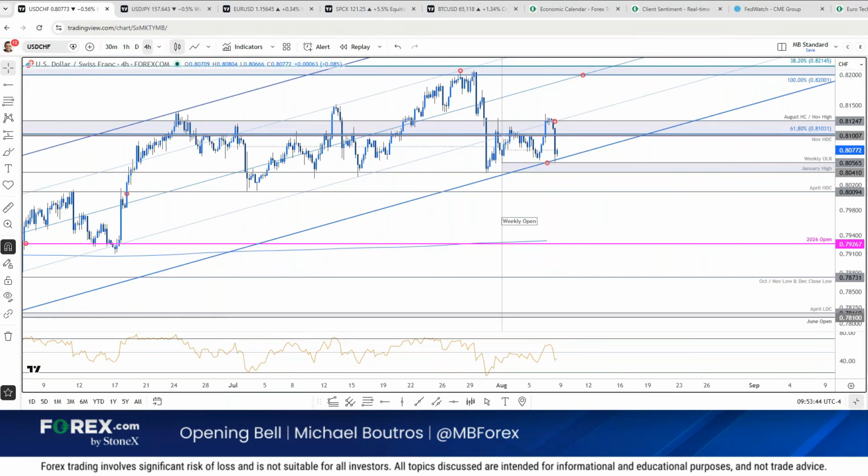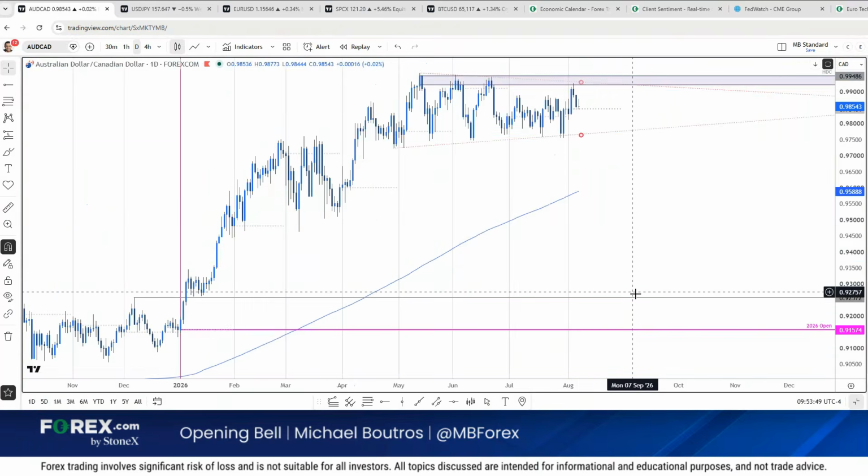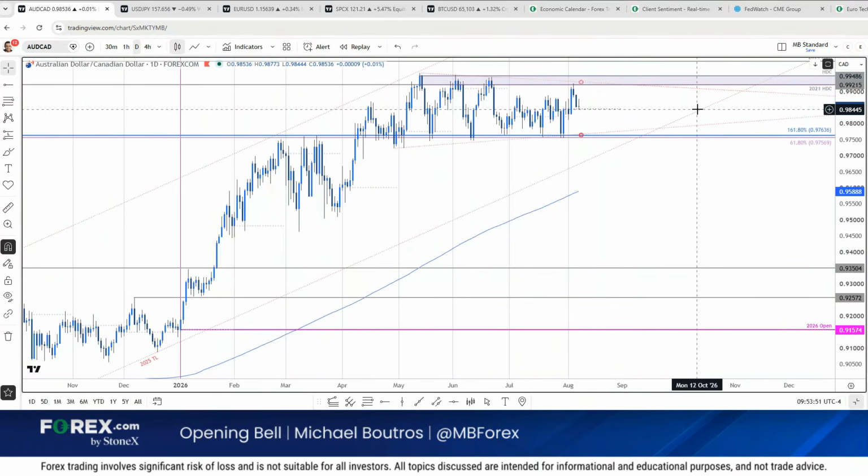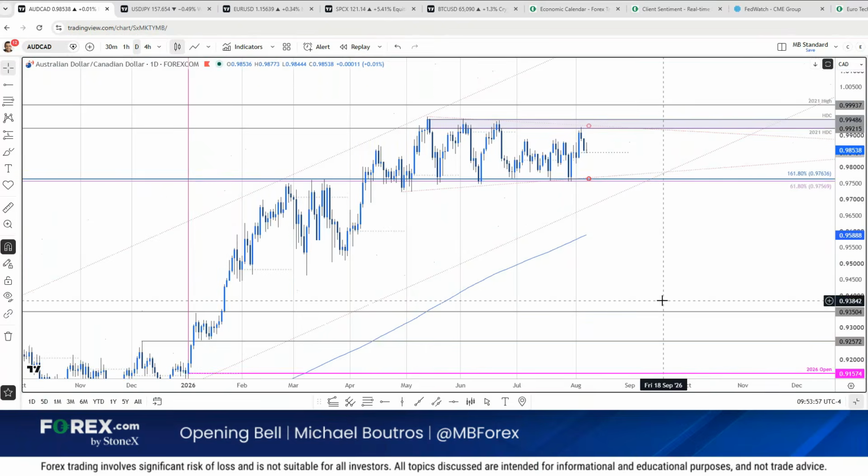That's everything on the FX front. Just a quick note, we were talking about Aussie CAD yesterday. We're still right in the middle of that range. You're sitting right at the objective monthly open right here. So nice little pivot right slap in the middle of that range. So that's something you want to continue to track over the next few weeks and days.